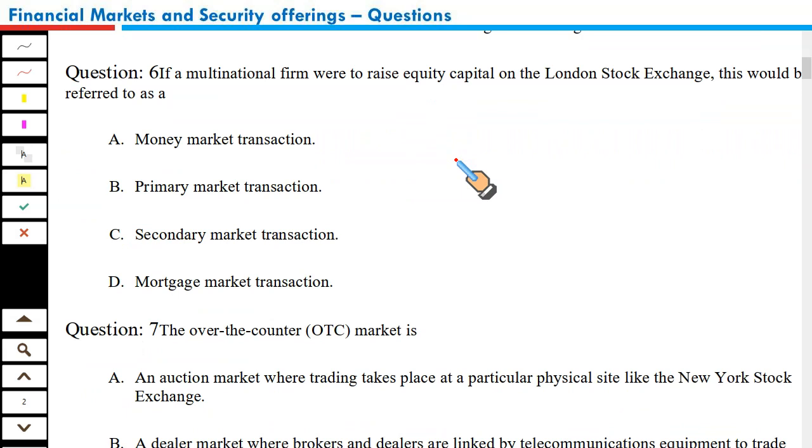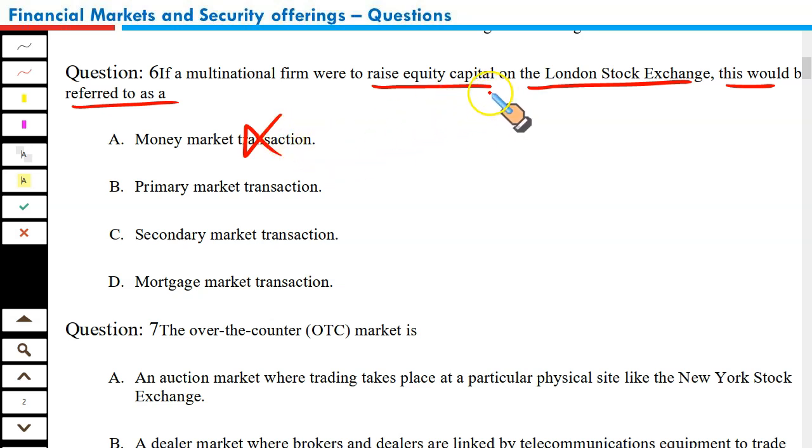Moving on to the next question. Question number 6. If a multinational firm were to raise equity capital on the London Stock Exchange, this would be referred to as what? You are issuing equity securities, remember, and it is not a money market transaction because equity is forever. Equity capital is a long-term finance. It cannot be in the money market. Since it's issued for the first time, it's an IPO, it is a primary market transaction.